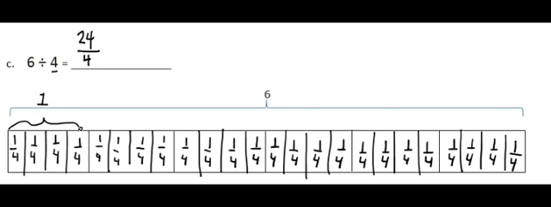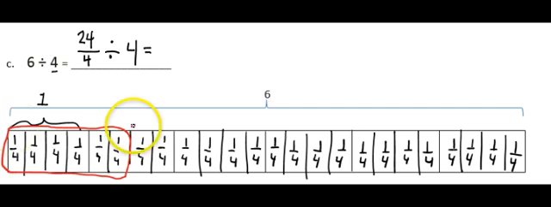There's 4/4 that make up each whole, and I have 6 wholes. Now I'm going to divide my 24/4 by 4. So I'll break these into 4 equal groups. Well, if I'm starting with 24 pieces and I'm going to divide them into 4 groups, that means there will be 6 pieces in each group. So I'll start circling my groups.